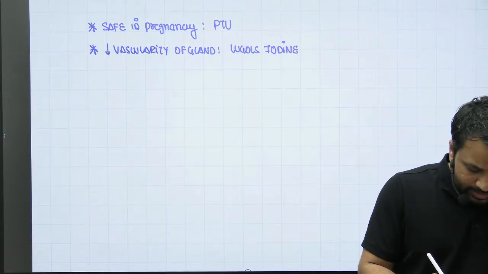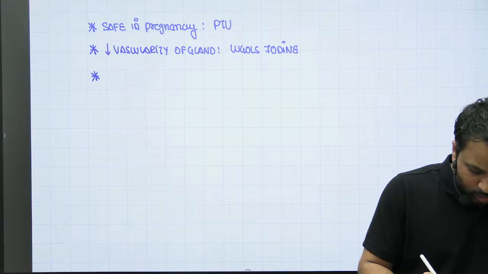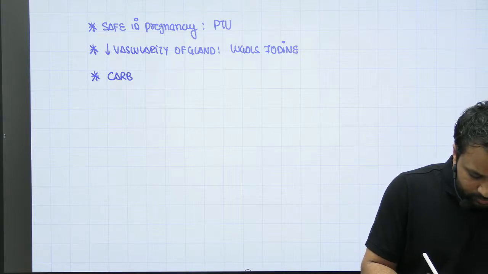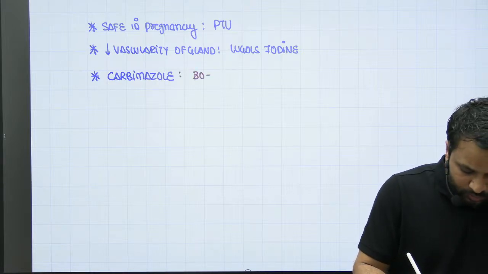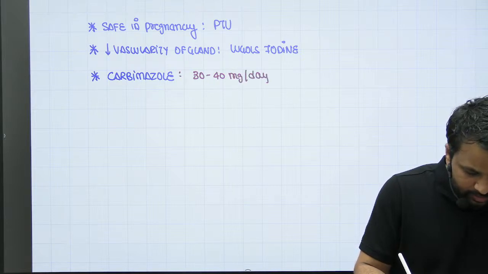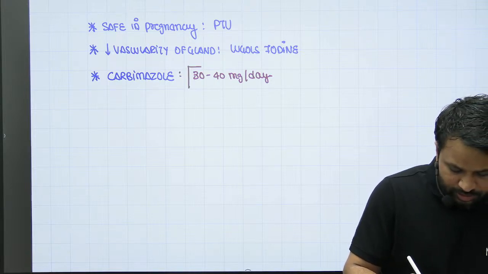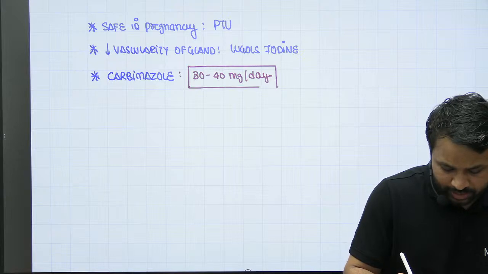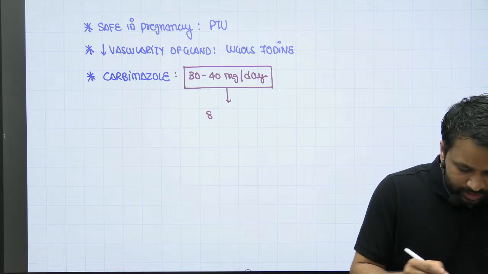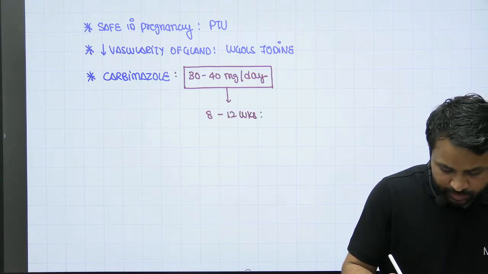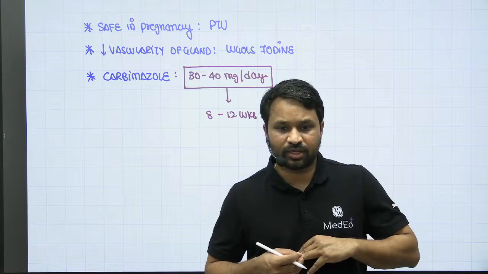Now, if they ask you what is the protocol of giving Carbimazole? The current protocol that we follow is around 30 to 40 milligrams per day. This is the maximum dosage that you can give. Now, how long does it take for the patient to become euthyroid? Remember, when you start the patient on Carbimazole, it takes approximately 8 to 12 weeks for the patient to become euthyroid.